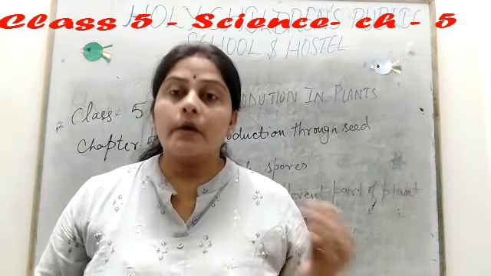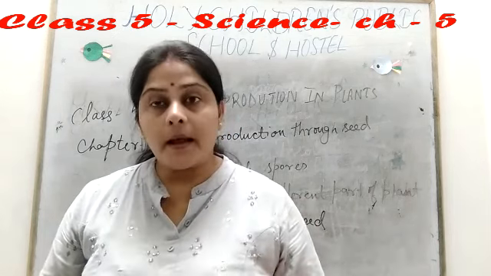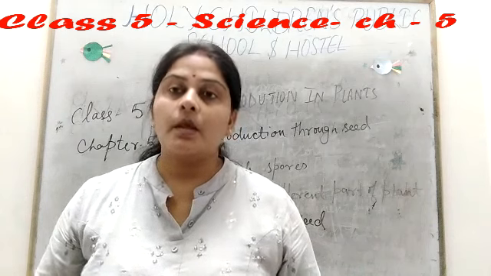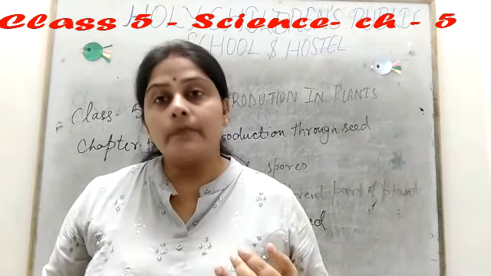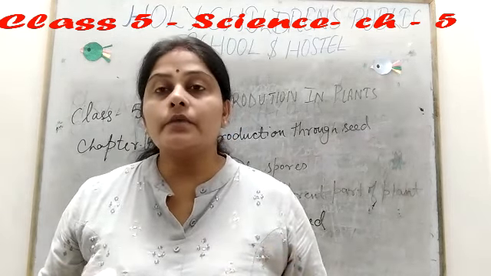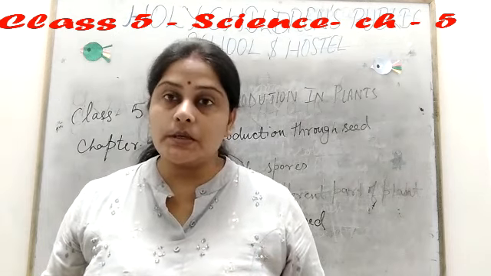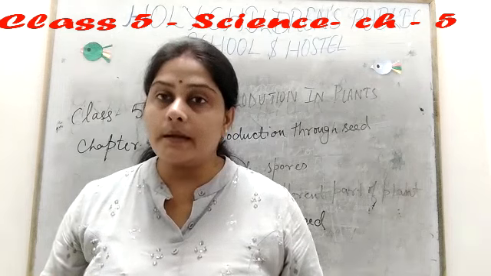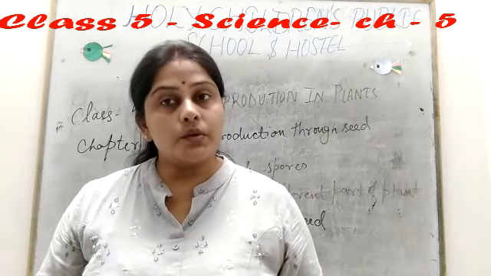All living beings, humans, insects, plants, birds, animals can reproduce. Reproduction in plants happens in three ways: reproduction through seed, reproduction through spores, and reproduction through different parts of the plant. Reproduction through seed.